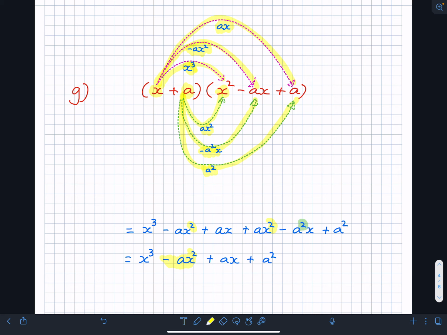We're just checking our answers here. We perhaps have made a little mistake. Let's just check here. So we've got x to the power of 3 minus ax squared. Then we've got plus ax. Then we've got ax squared. Yep, we're right there. Okay, my apologies.